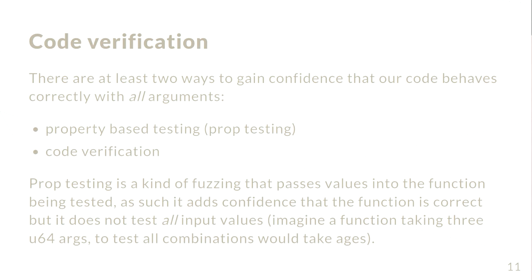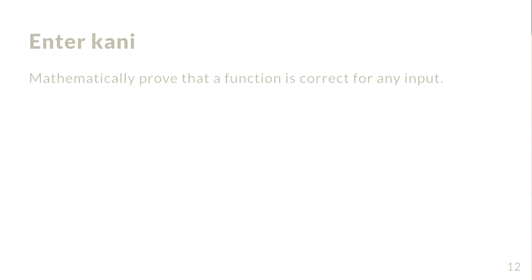Code verification. So, prop testing passes some number of random variables to your method or function, but imagine if you have a function that takes two U64s. The space that you're going to test is pretty small compared to the whole thing, right? So it'd be nice if we could have some way of knowing if it's for everything. And what we can use is something called Kani. Kani's a library that does code verification.